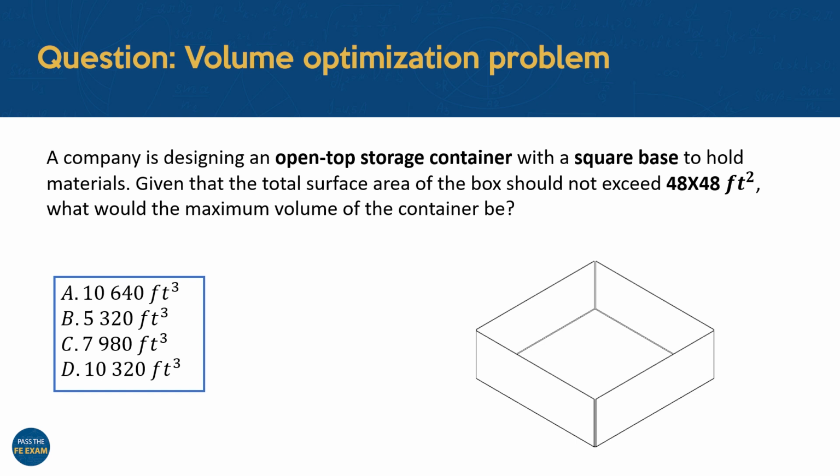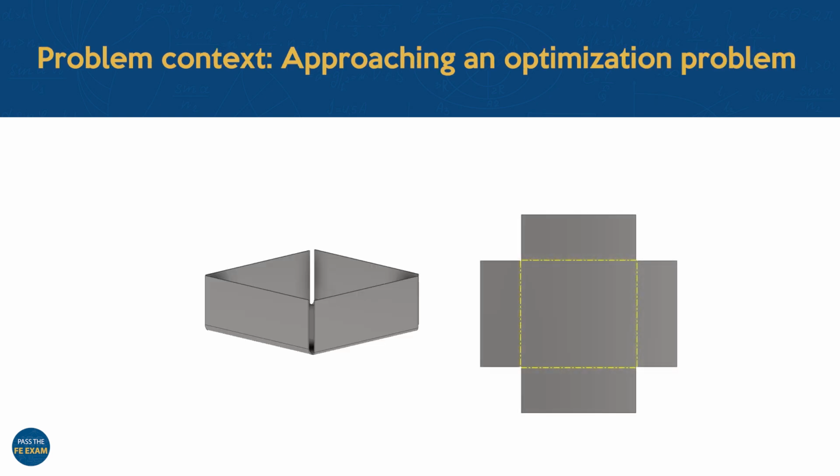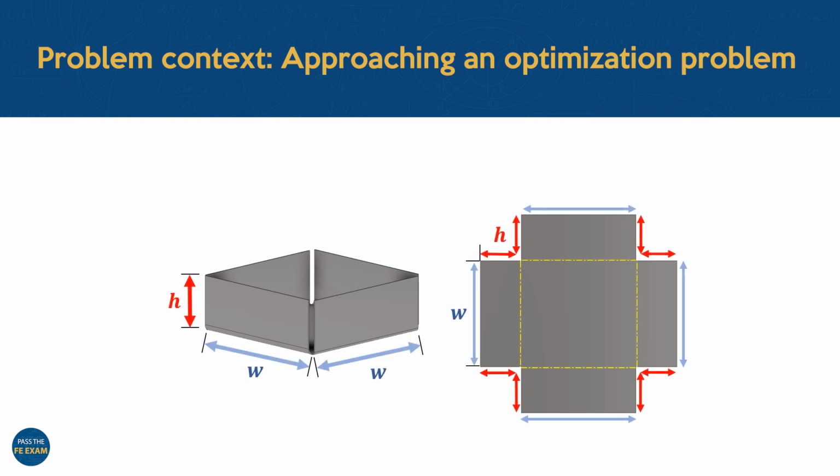But first, let's take a step back and carefully break down the problem, set up our equations, and solve it step by step. Let's get started. To construct this container, we'll start with the template shown here. Because the container's base needs to be square, our focus narrows to 2 dimensions, the width and the height of the container. By carefully optimizing these values, we can maximize the container's total volume while also staying within our material constraints. Let's use these variables to start setting up our equations.